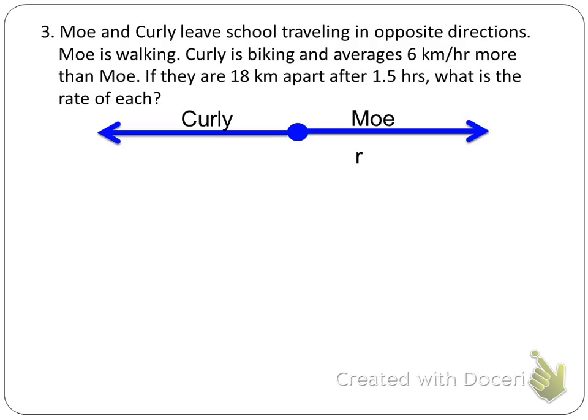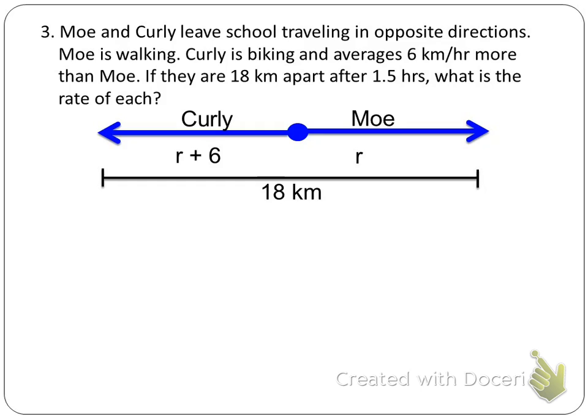Okay, so if we call Mo's speed R, what would we call Curly's speed? R plus 6, because he is averaging 6 kilometers more than Mo. So if Mo is traveling R, that's the rate, right? His speed is the rate. Curly is traveling 6 more than that. So R plus 6. Okay? What else do I know? The time, 1.5, and the distance. So that entire thing is 18 kilometers.